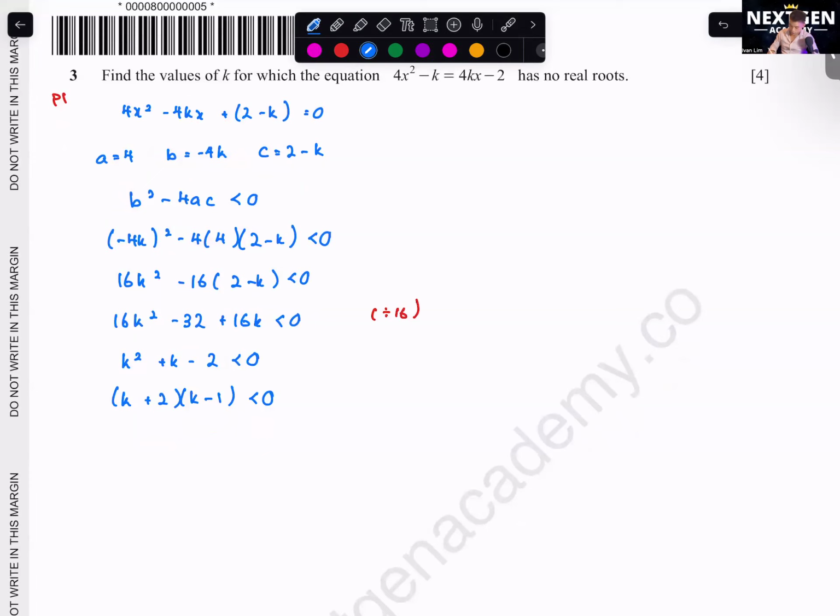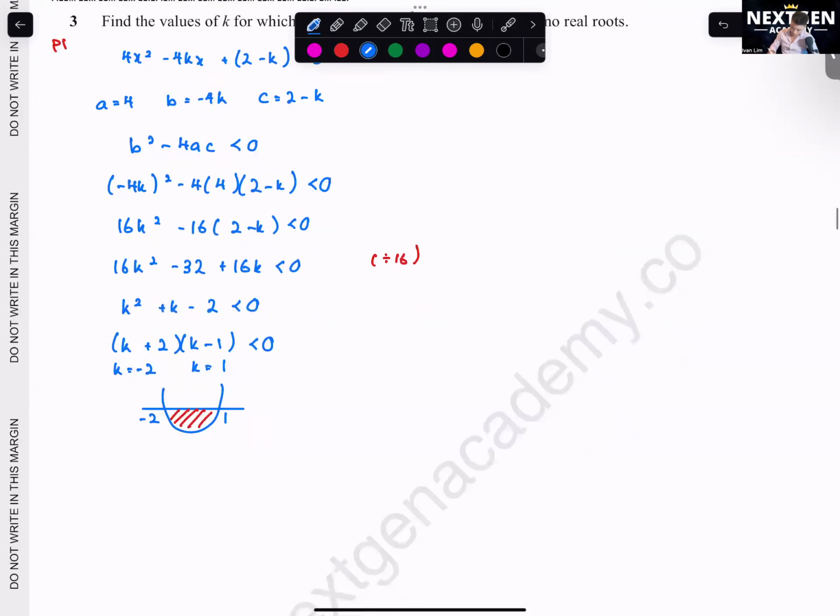Then we'll draw this out. This one we don't need to draw, but we just draw it so we can answer the question. Okay, we got k equals minus 2 and k equals 1. So minus 2, 1, less than 0 means this bottom part here. So our final answer will be in between minus 2 and 1. Okay, this part here is called quadratic inequalities.